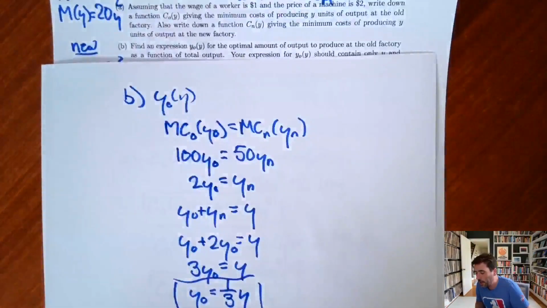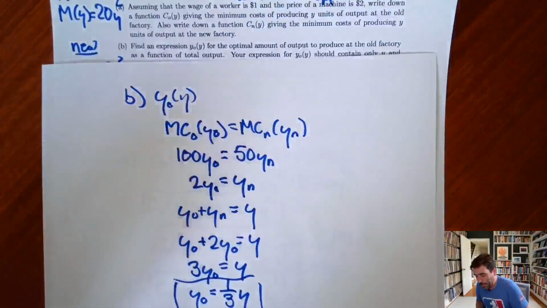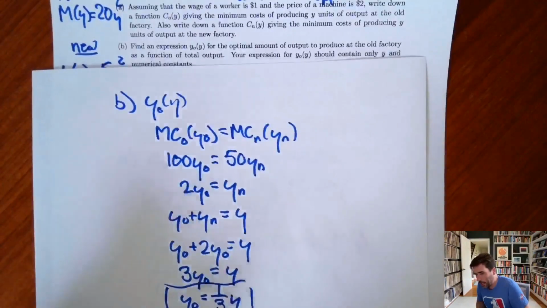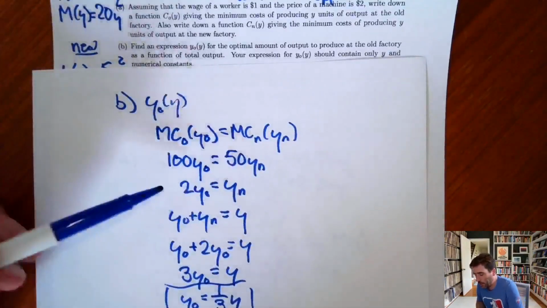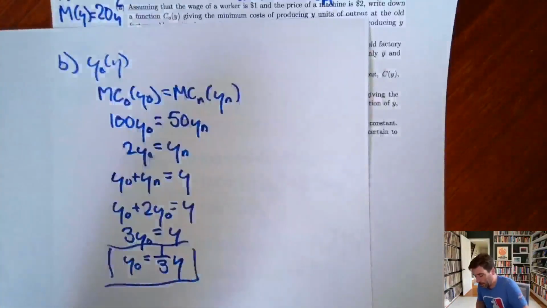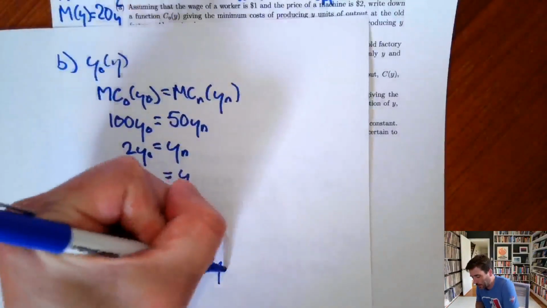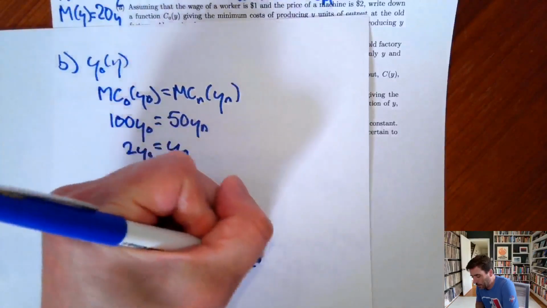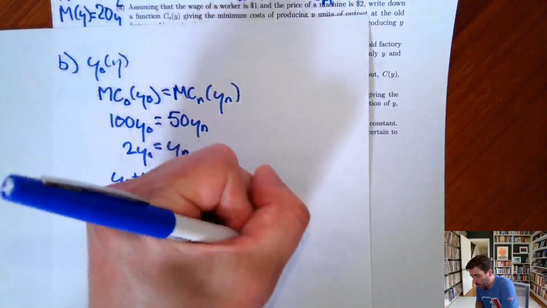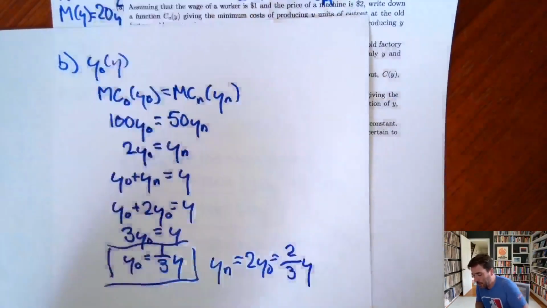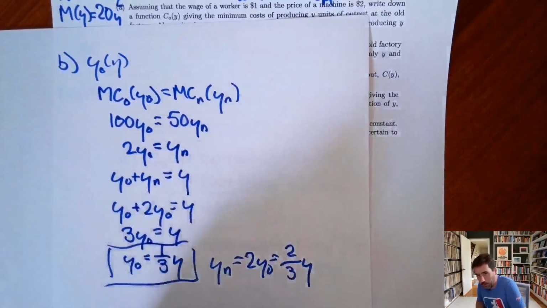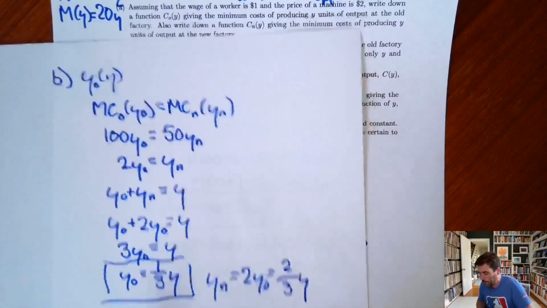Now the question didn't ask for it, but my guess is that we're going to end up needing yn as well, and it's easy to get that because we know that yn is just 2y0. So I'm just going to write over here on the side, in case I need it, that yn is going to be 2y0, which is going to be 2/3 y. Okay? So 1/3 of our output at the old factory, 2/3 of our output at the new factory.